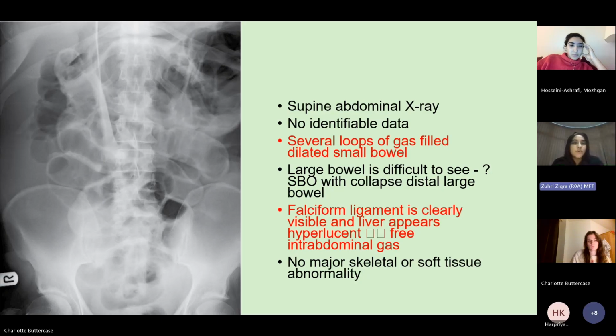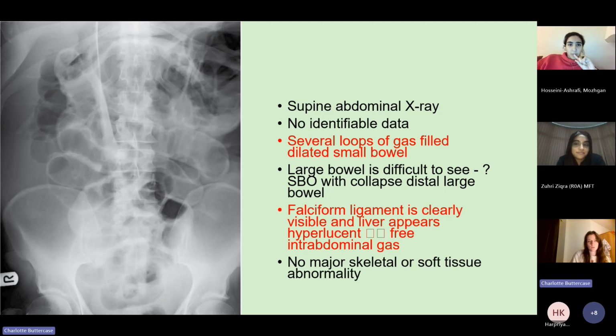And also, this is more difficult to see, essentially. In the corner, the liver edge is a lot more lucent than it is normally. So that is also a sign. But I think the fact that you can see the falciform ligament is a bigger sign for people to see. So it's suggestive of free intra-abdominal gas. Perfect. So if you've got free gas in the abdomen, what does that mean?